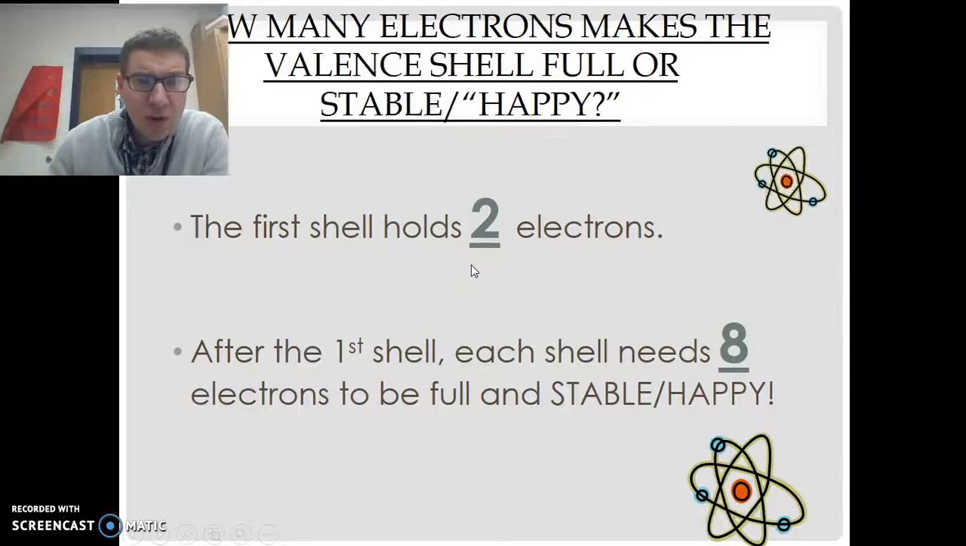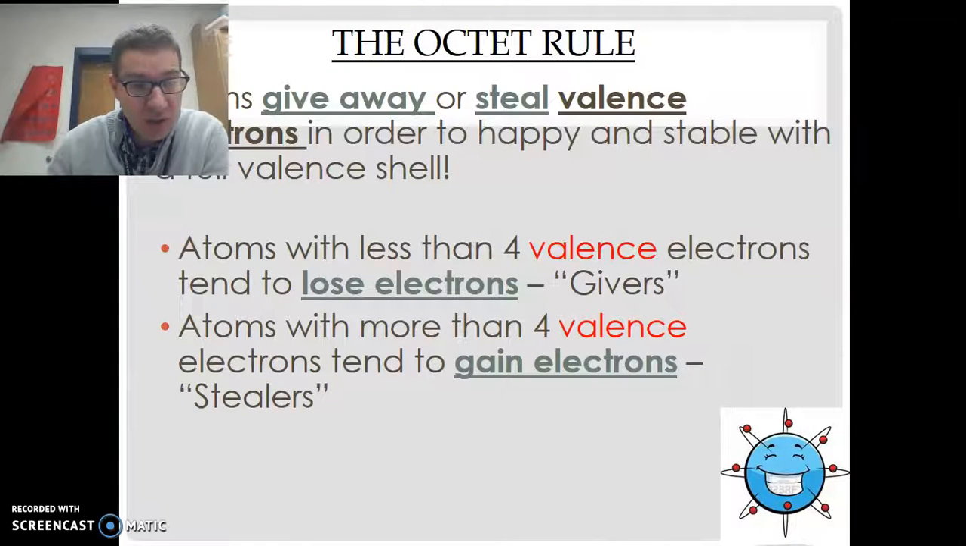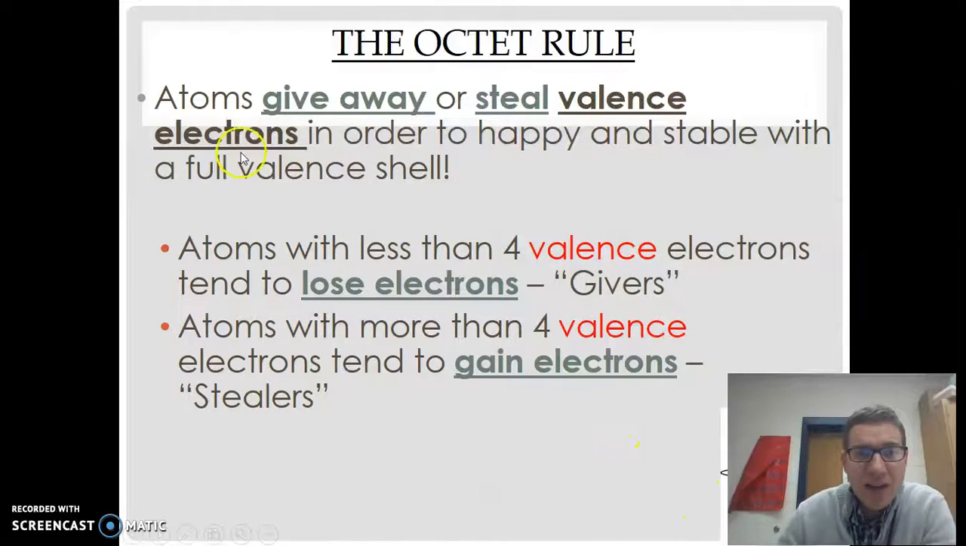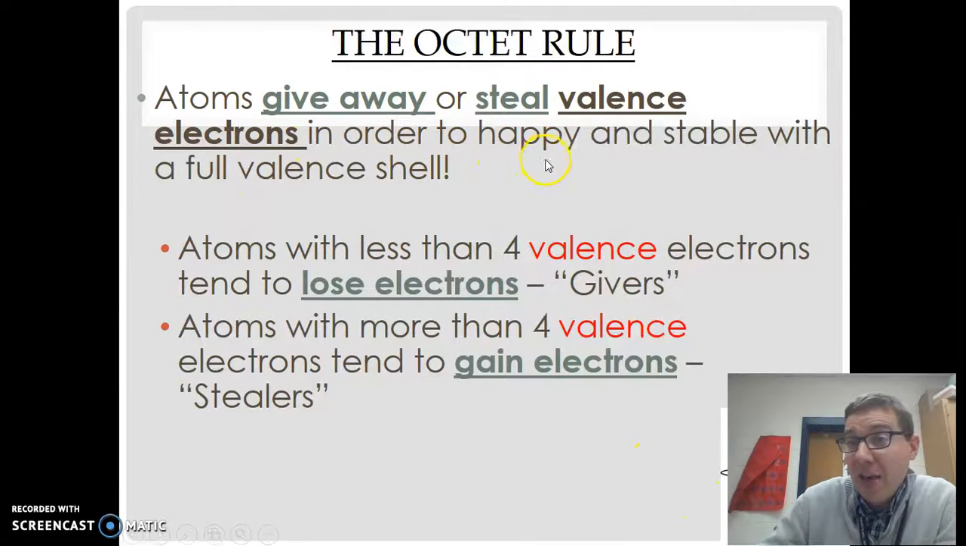So, another quick review. We talked about the first shell holding 2 electrons, and after the first shell, each shell needs 8 electrons to be full, stable, and happy. So the second and third can hold up to 8 each. We have this thing called the octet rule. The octet rule says that atoms can give away or steal valence electrons in order to be happy and stable with a full valence shell. And this is the basis of bonding.